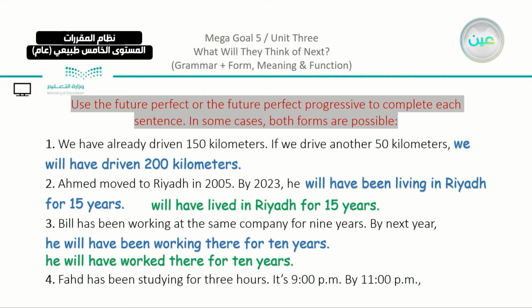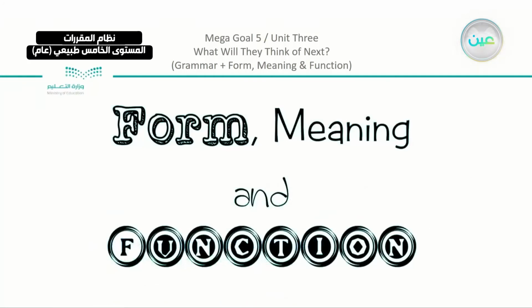And then the last one we have here, Fahad has been studying for 3 hours. It's 9 o'clock p.m. By 11 p.m., he will have been studying for 5 hours. So these are our examples in the first part, which is the grammar.